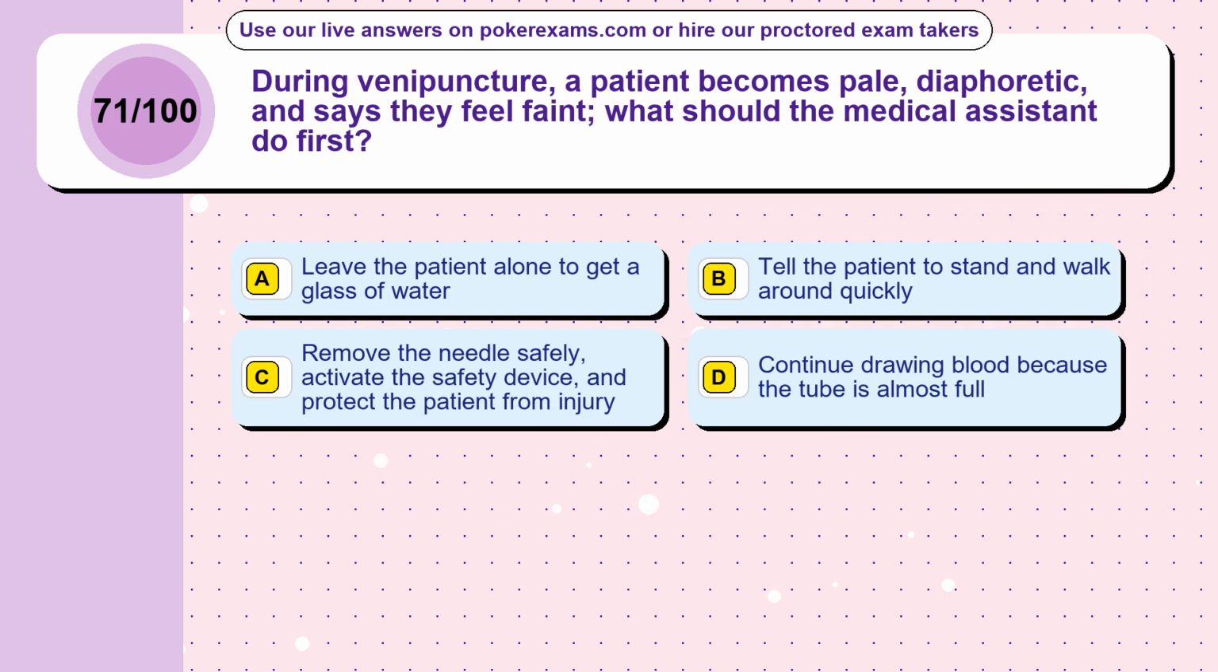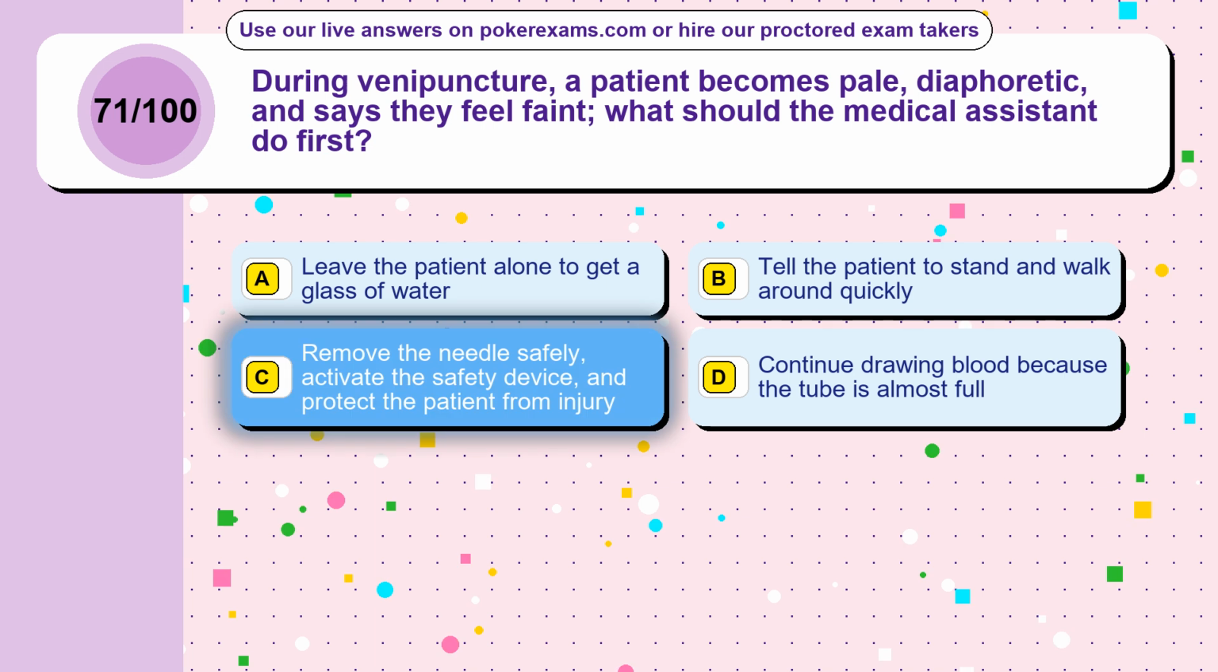Question 71. During venipuncture, a patient becomes pale, diaphoretic, and says they feel faint. What should the medical assistant do first? Option A. Leave the patient alone to get a glass of water. Option B. Tell the patient to stand and walk around quickly. Option C. Remove the needle safely, activate the safety device, and protect the patient from injury. Option D. Continue drawing blood because the tube is almost full.